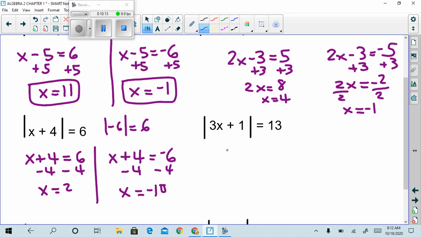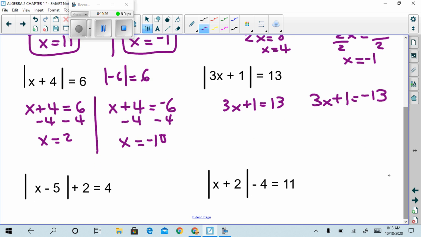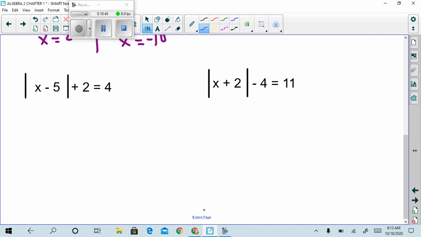Could be a two-step, 3x plus 1 equals 13, and 3x plus 1 equals a negative 13. Try that one. And then in class, we're going to look at some that have operations on the outside, and we want to eliminate the operation first. We'll do those in class. Well, actually, I'll do one now before. This way, in case you need to revisit the video, there's one there.